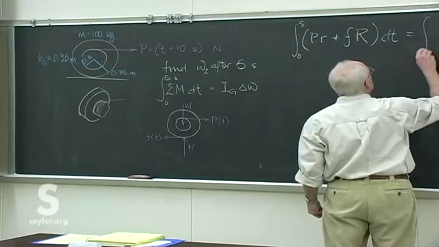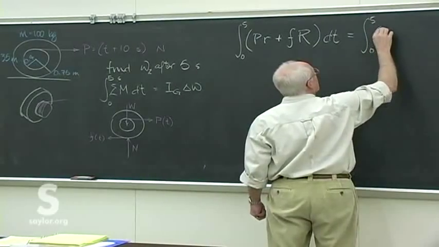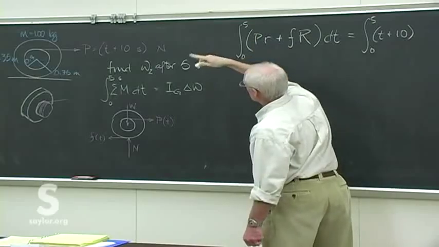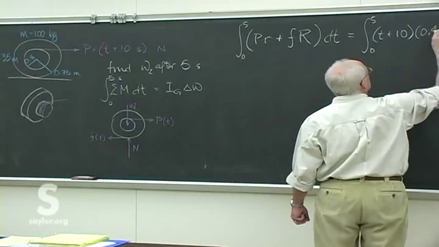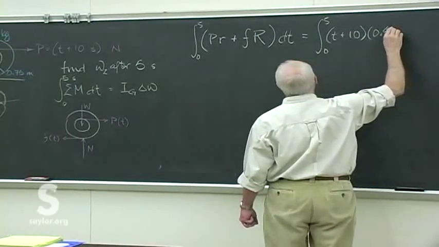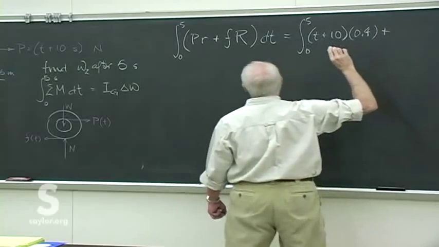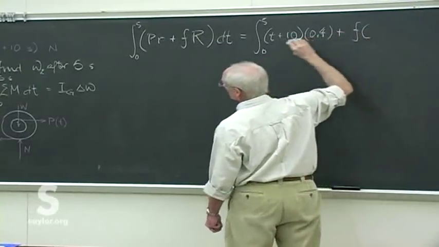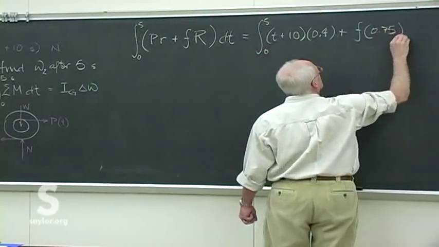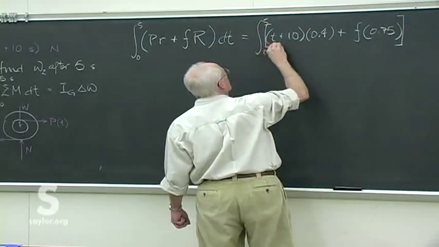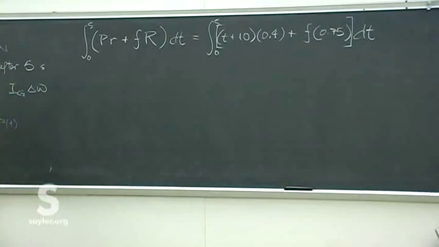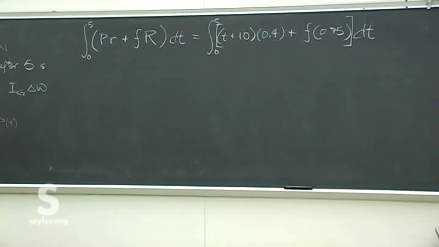Yeah, so when you set this up, 0 to 5 seconds, t plus 10 times little r, which is 0.4 meters, so this will be meters seconds for that bit there so far, plus the friction, which you do not know, but you know the radius at which it acts, which is 0.75, and then all of that gets integrated. Oh, I see. I did it for the initial start using just 10. Yeah.